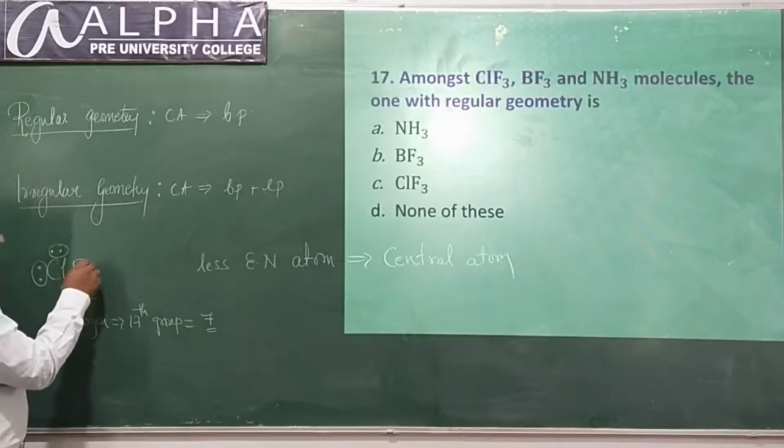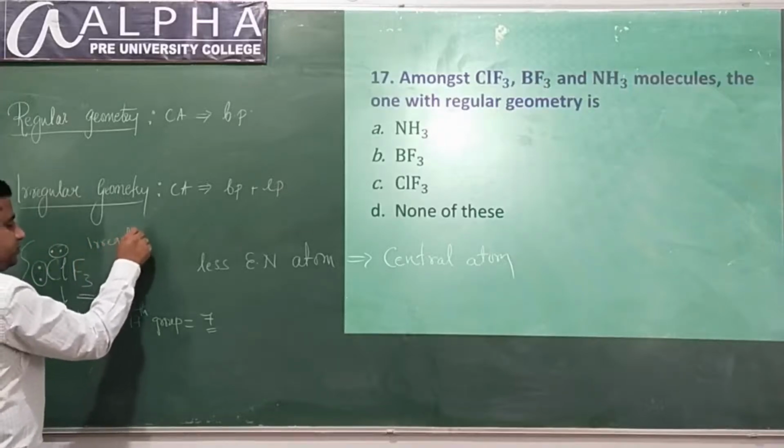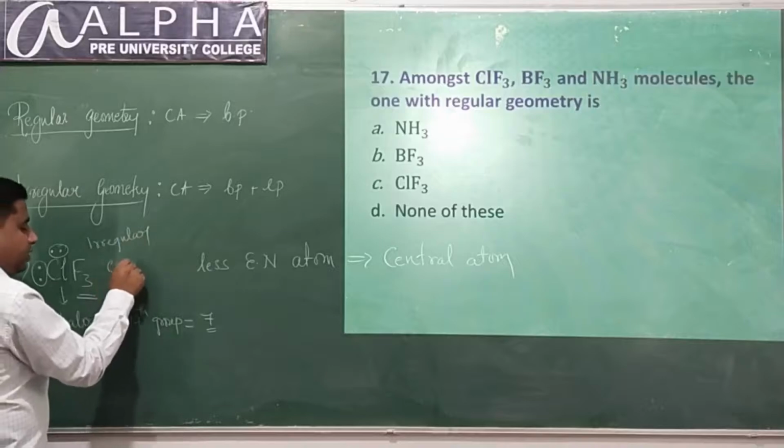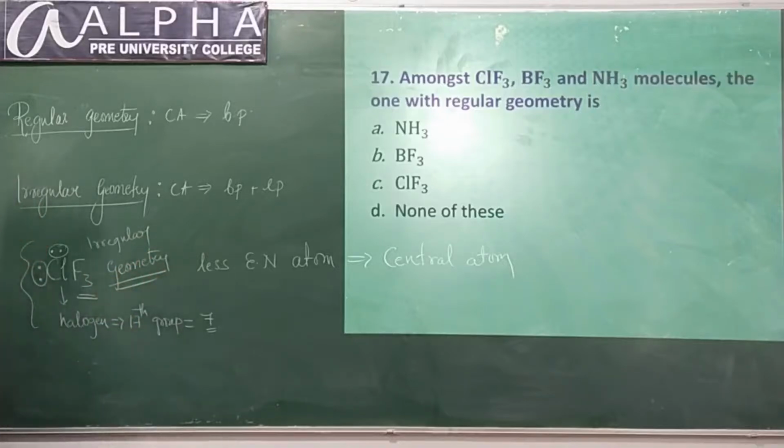So what type of geometry is it? It is irregular geometry, isn't it? It is irregular geometry. Very simple. Okay, is that simple? Yeah.